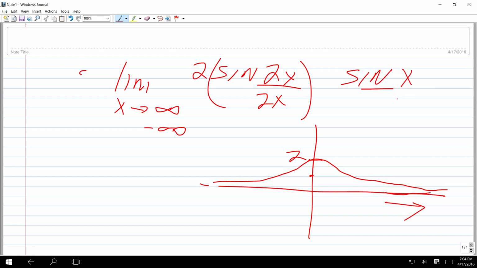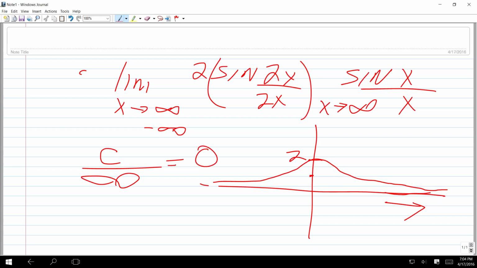Let's think about this. As x goes to infinity, the denominator blows up. The numerator bounces back and forth between 1 and minus 1. If I have some number c that's between 1 and minus 1, and the denominator is going to infinity, that whole thing's going to 0. I don't care what c is. With limits, if the denominator blows up and the numerator stays constant, the limit's 0.